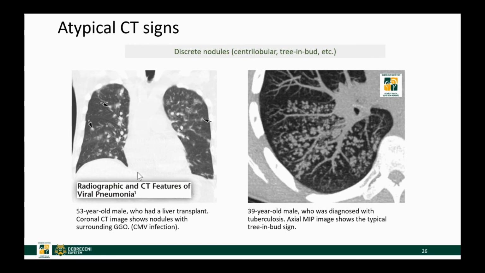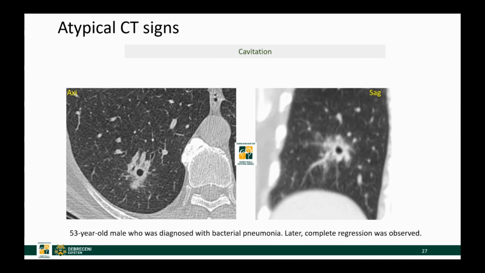Here is a coronal slice from a 53-year-old male who had a liver transplant, and you can see the bilateral multiple solid nodules that are surrounded by faint ground glass opacities, and this turned out to be a CMV infection. On the right is an axial MIP image from a 39-year-old male who was diagnosed with tuberculosis, and here you can see the typical tree-in-bud sign. Cavitation hasn't been reported for COVID-19 pneumonia, and this was a case of bacterial pneumonia that later showed complete regression.